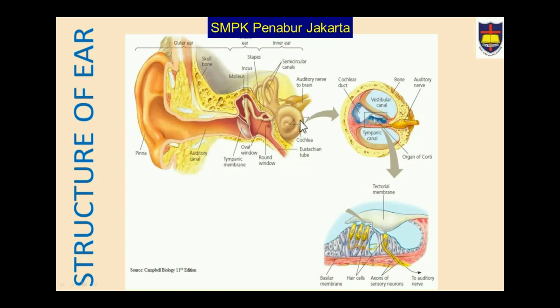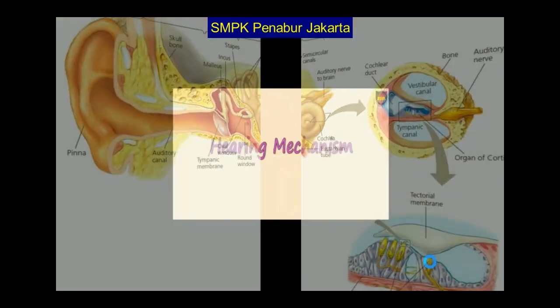Inside the cochlea, there are liquid called perilymph fluid and organ of Corti. In organ of Corti, there are hair cells that change the vibration into electrical signal. Then auditory nerve brings the electrical signals to the brain. And this is the mechanism of hearing.